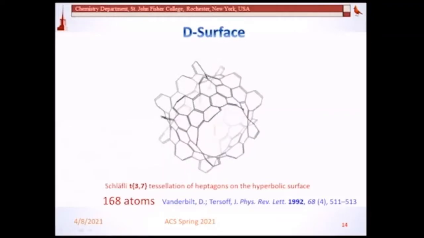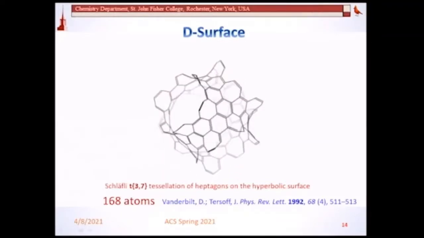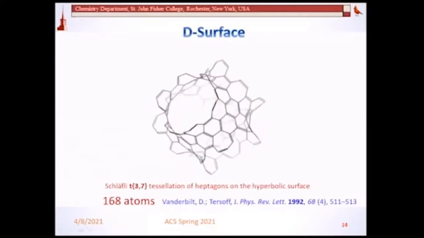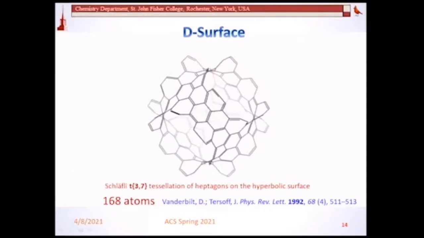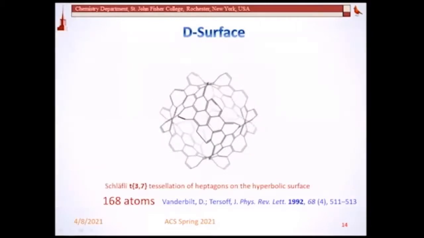Why is that important? Because if we constructed this just out of the heptagons, due to the symmetry, we don't want to mix it with anything else. It would be really hard to do that on a random basis. And so that's why it's important to keep this just T37 tessellation. That's what we were after.